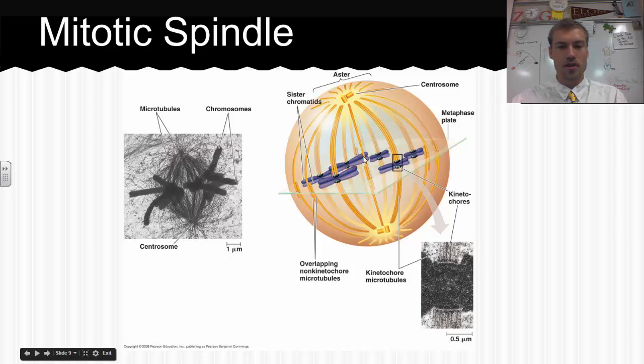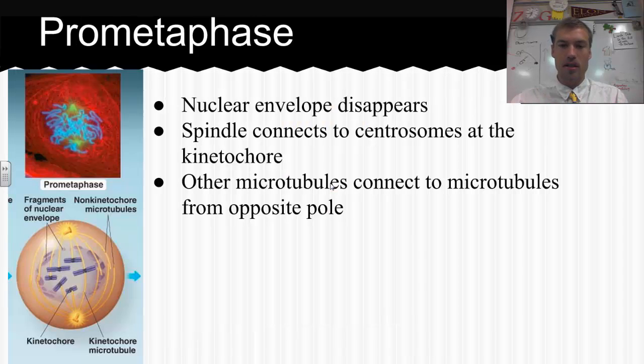This is a closer, more in-depth look at the mitotic spindle. What we've got going on are these microtubules, which are connecting between the two centrosomes. Some of them are going to connect to the actual chromosomes, and they connect at what is called the kinetochore. And then you've got some microtubules that are going to connect with other microtubules from the opposite pole. They're going to be connecting right along the metaphase plate, which we're going to see in just a minute.